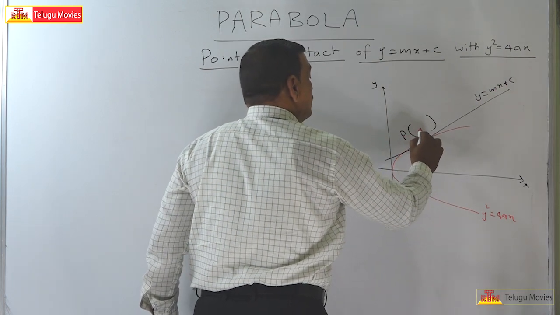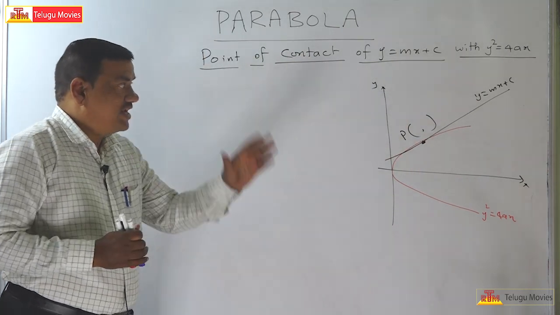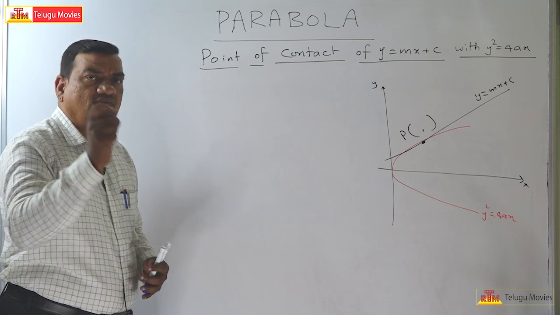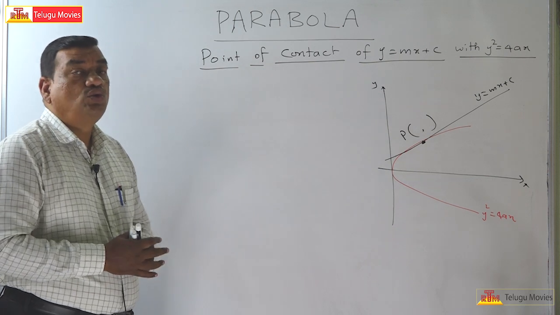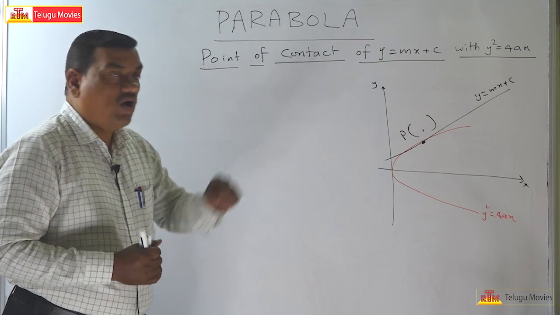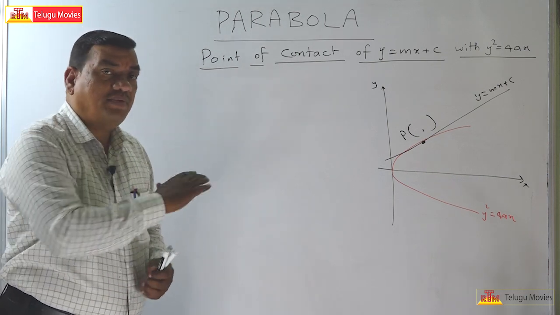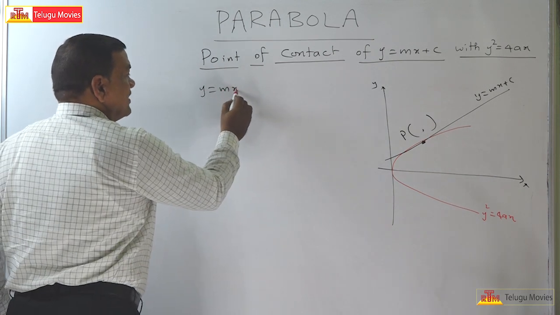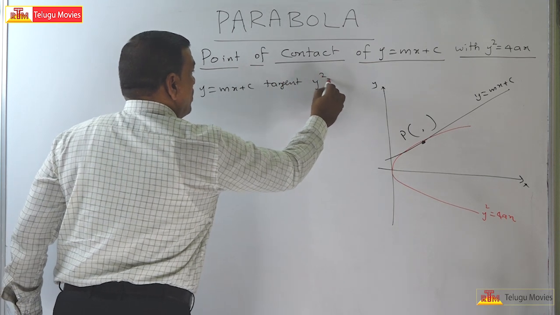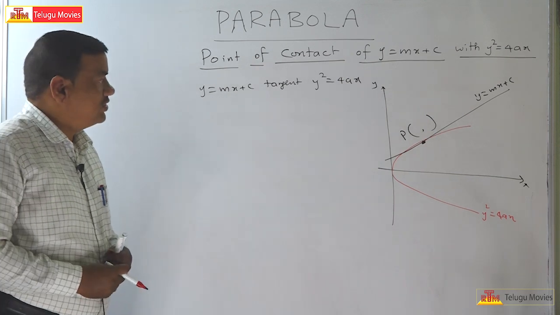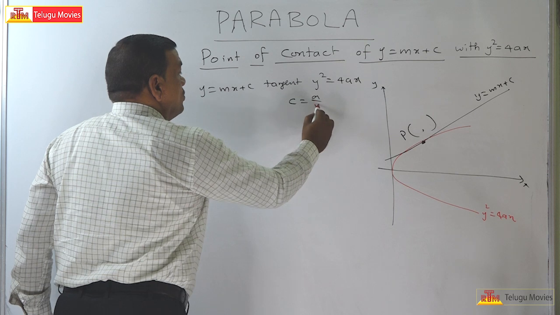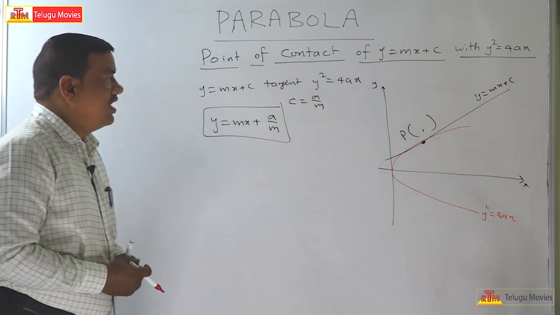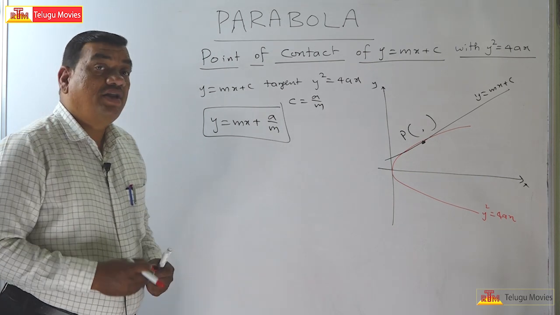Now, we need to find out the point of contact. If y is equal to mx plus c happens to be the tangent of the parabola y square is equal to 4ax, then there will be a point of contact. Our topic is to find the coordinates of the point of contact. In the previous class I explained that the line y is equal to mx plus c will become a tangent to the parabola y square is equal to 4ax if and only if c is equal to a by m. So, y is equal to mx plus a by m is the equation of the tangent of the parabola y square is equal to 4ax.